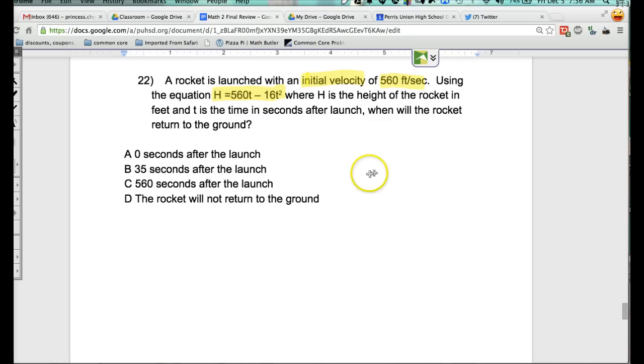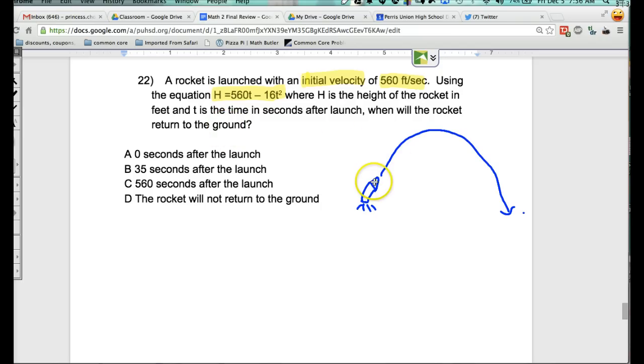If a rocket is being launched, it looks like a crayon, I know, but let's say the rocket is launched here. It will go up, and then eventually it will come back down to the ground, wouldn't it? This looks like a parabola, doesn't it? That's why the equation is right here. It's a parabola. It's negative 16t squared, okay? Anyway, it says, when will the rocket return to the ground?